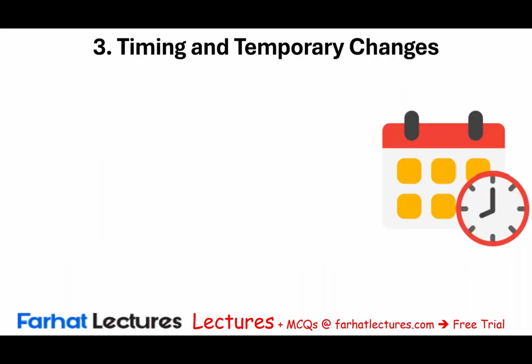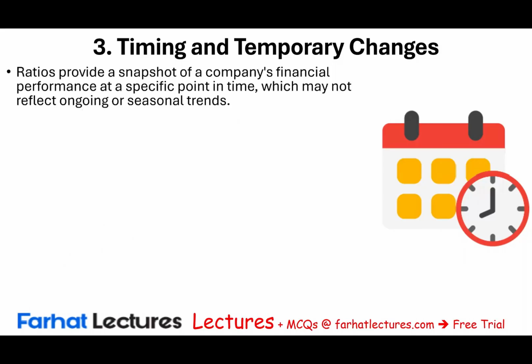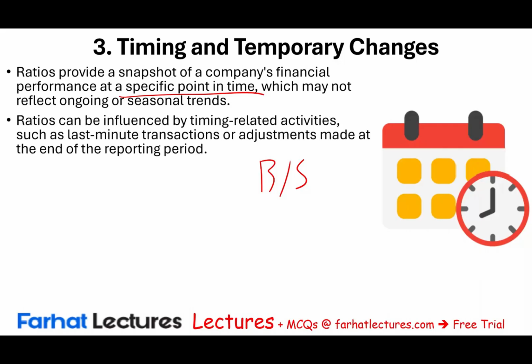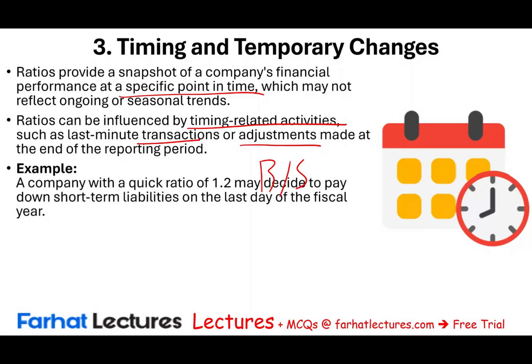So what feeds into this is timing and temporary changes. Ratios provide a snapshot of a company's financial performance at a specific point in time. When you're looking at the balance sheet, it is a specific point in time. It does not reflect ongoing trends. Because when you look at numbers on the balance sheet, yes, oftentimes we use the averages, but nevertheless, that's a point in time. So ratios can be influenced by timing-related activities or transactions, such as last-minute transactions or adjustments made at the end of the accounting period. What are we discussing here?